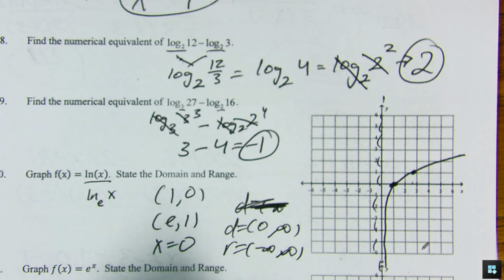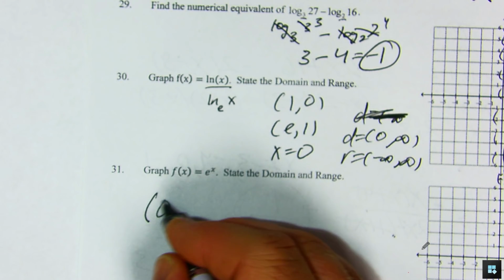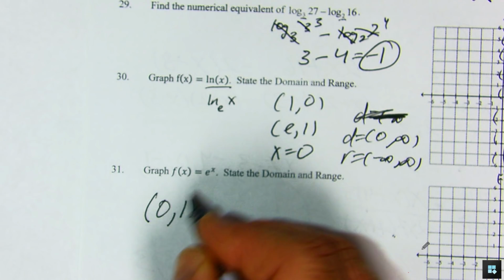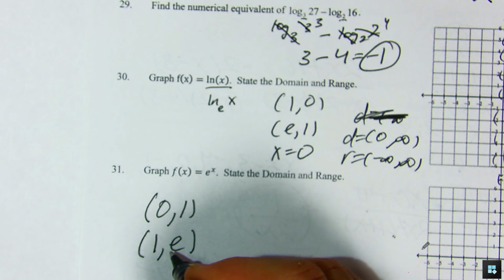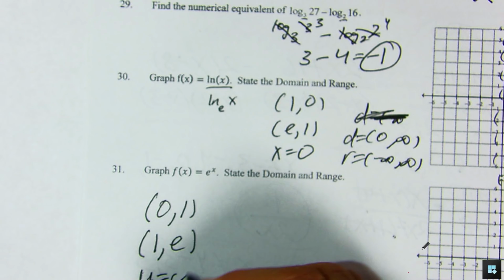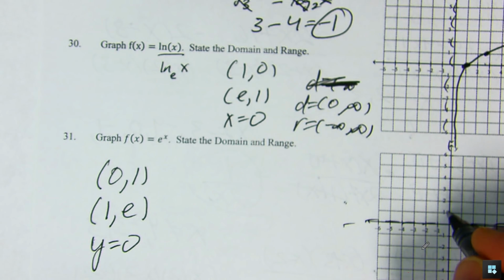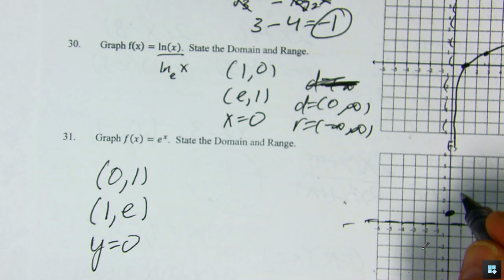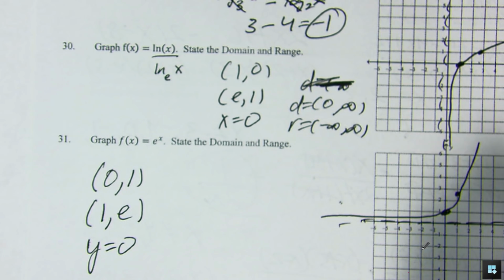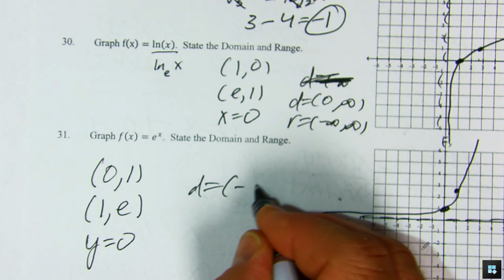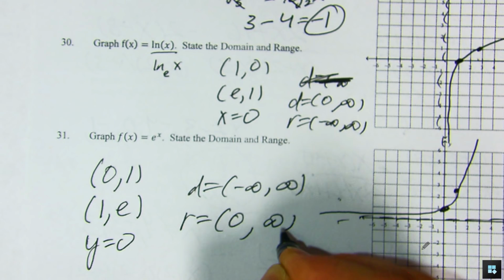Look at this guy, e to the x. So remember, these guys have the point 0, 1, because if I plug in a 0, anything to the 0 is 1. Then the point 1, e, because if I plug in a 1, I get out e. And then it has the horizontal asymptote y equals 0. There's your graph. Domain then, negative infinity to infinity, range 0 to infinity.